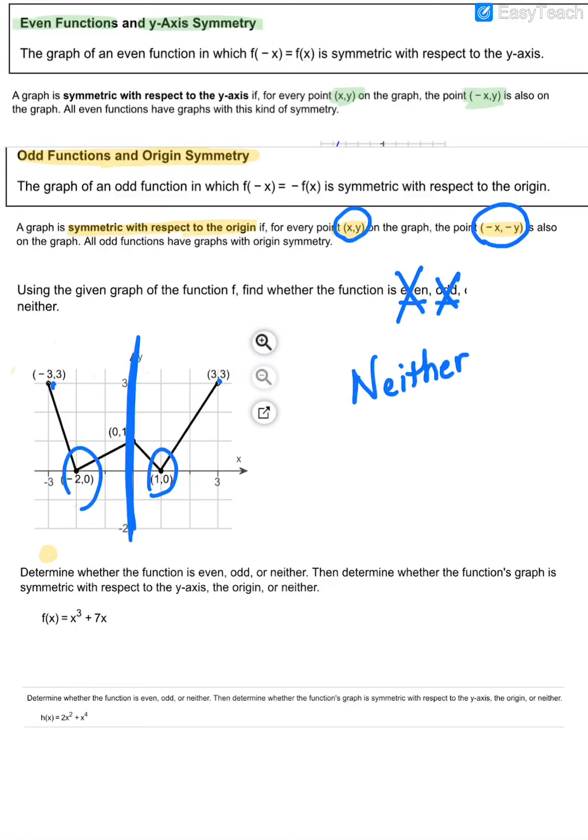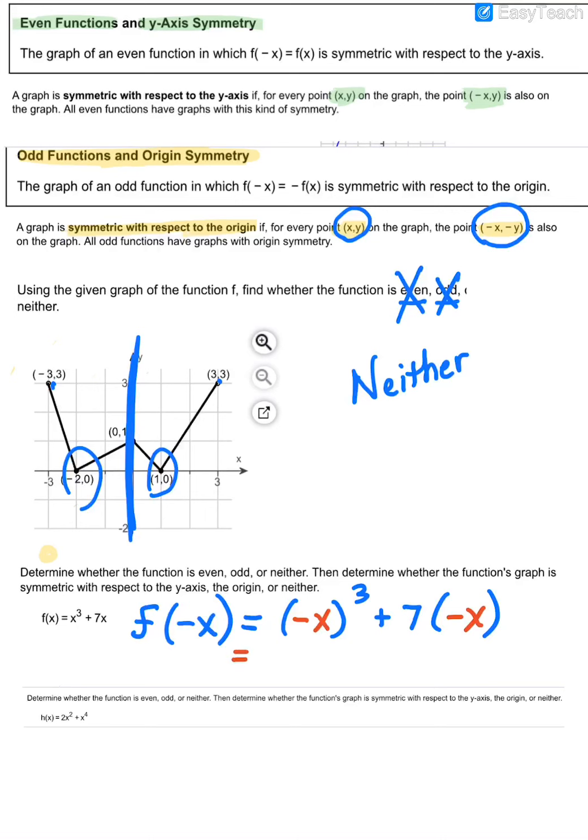Now, when you're doing it with an equation as opposed to an actual graph, what you want to do instead is evaluate your function at a negative x value, and then we're going to see what happens. This particular function, they give me x cubed plus 7 times x. Again, I like to write that function down first with parentheses in place of the x, and then go back and everywhere you had parentheses, plug in negative x. Now you're going to simplify.